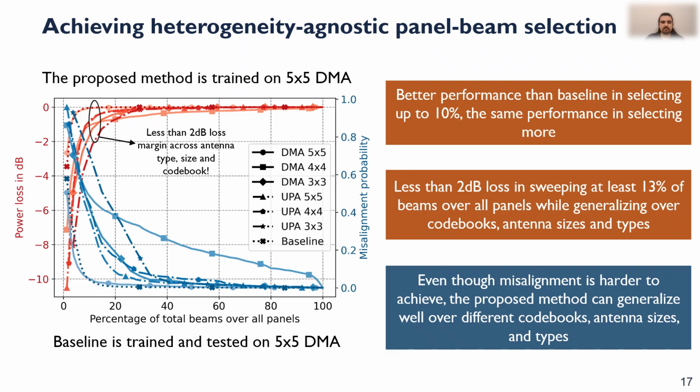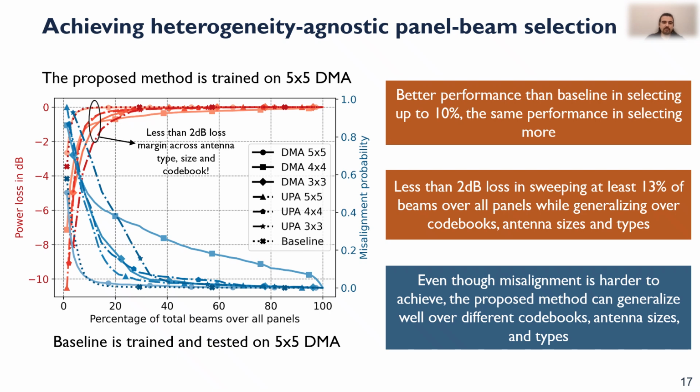And this plot in red curves shows the power loss from the best beam and panel. And as you can see, for different DMA panels, different sizes, and different UPA panels as well, where the method is trained only for 5x5 DMA, our method is able to achieve better power loss performance than the baseline, and it generalizes well across different antenna configurations and sizes.